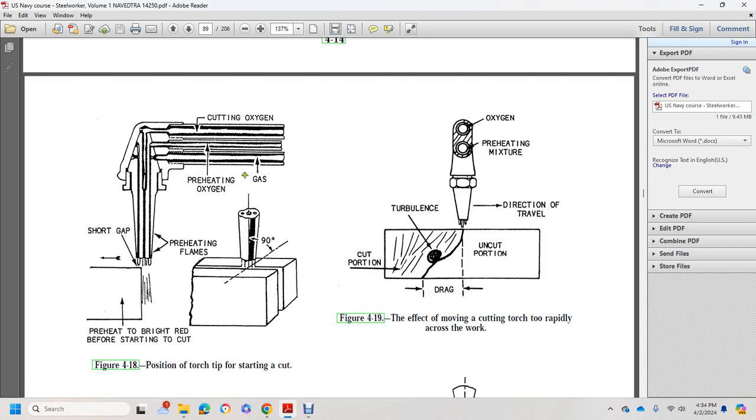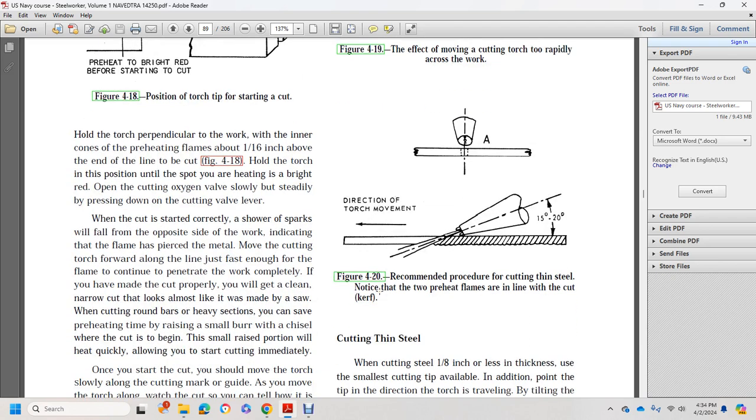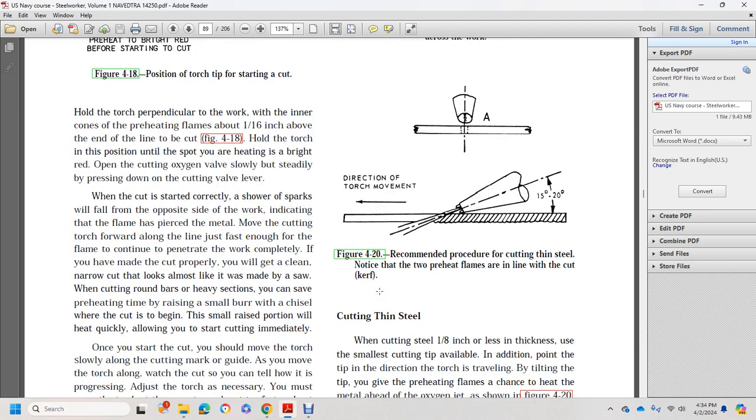The figure shows the cutting oxygen and preheating gas, with a short gap. Preheat to bright red before starting. The preheating gas is at 90 degrees, and the preheating mixture acts in the direction of travel. The figure shows turbulence, drag and undercut positions, and the direction of the torch. When cutting has started correctly, a shower of sparks will fall from the opposite side of the work, indicating the flame is penetrating and the metal is disappearing.